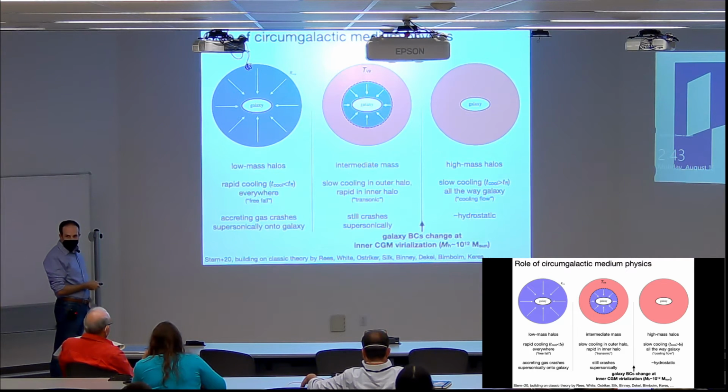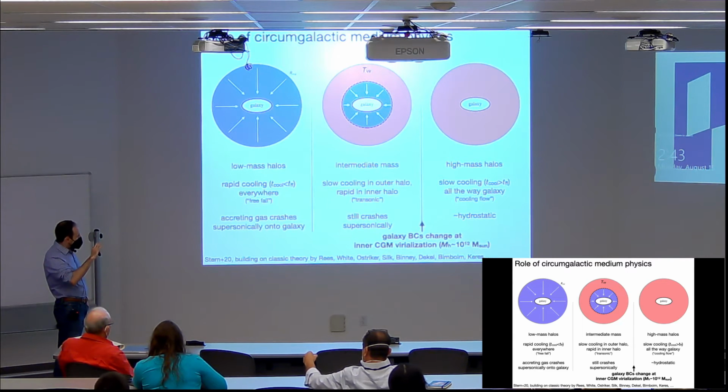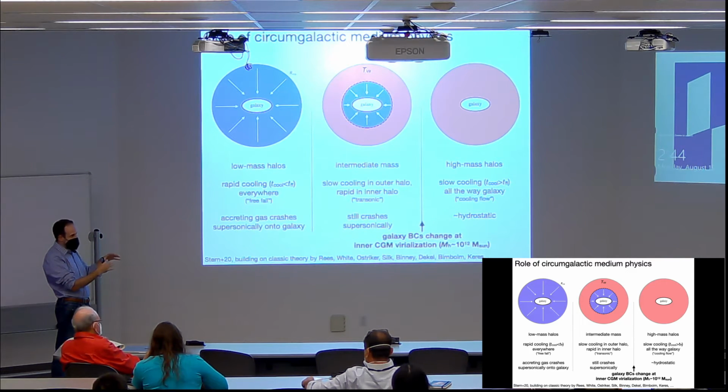This is related to what Avishai sometimes calls the golden mass, or the classical transition between cold mode and hot mode accretion. And here, what we think is a novel element is the focus on this outside-in direction of virialization, and the fact that the boundary conditions of the central galaxy change in physical properties at the very end of that process.